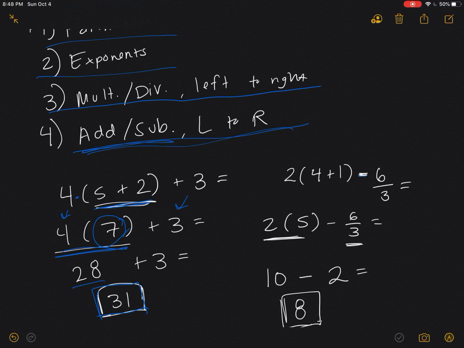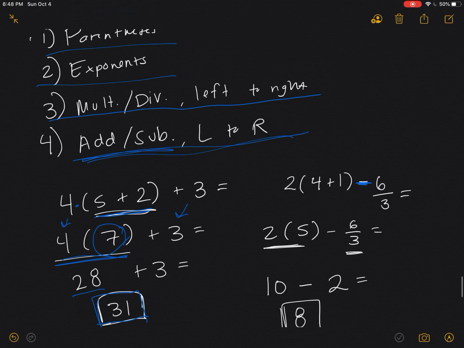Okay, this one, sorry if that's not clear, that's a subtraction sign. So 2 times 4 plus 1 minus 6 divided by 3. Okay, so this is a division unit, but it's written as a fraction. Right, because we read it as fractions now. Okay, so I'm going to do my parentheses first. I get 5.